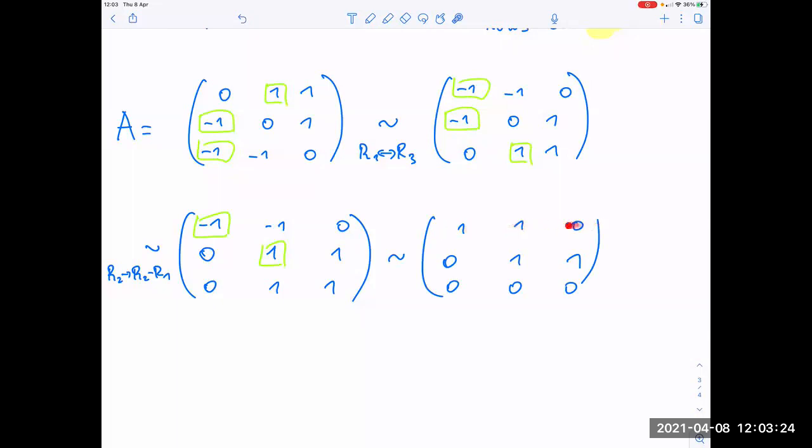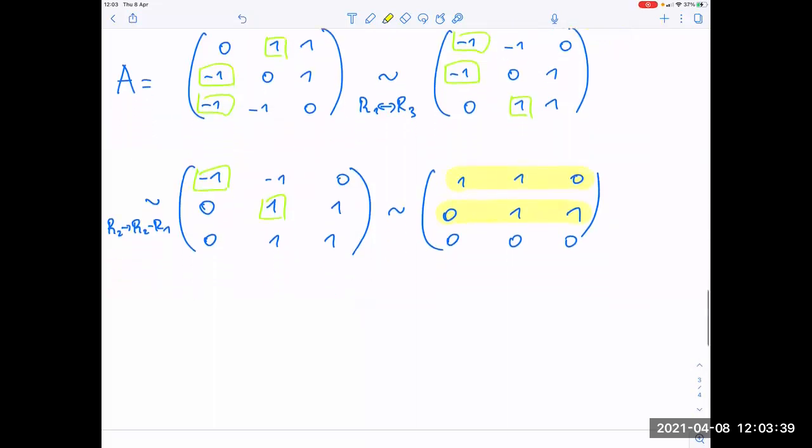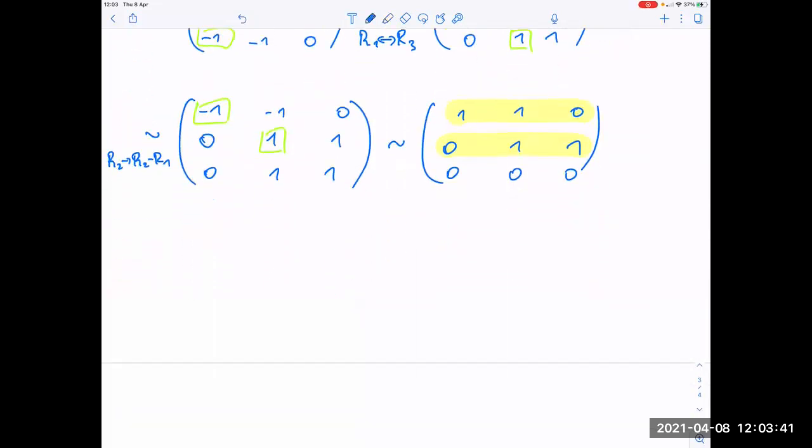The answer with the ones is correct, no problem about that. And they share the fact that there are two non-zero rows in this row-reduced form. So our conclusion is that the rank of matrix A is equal to 2.